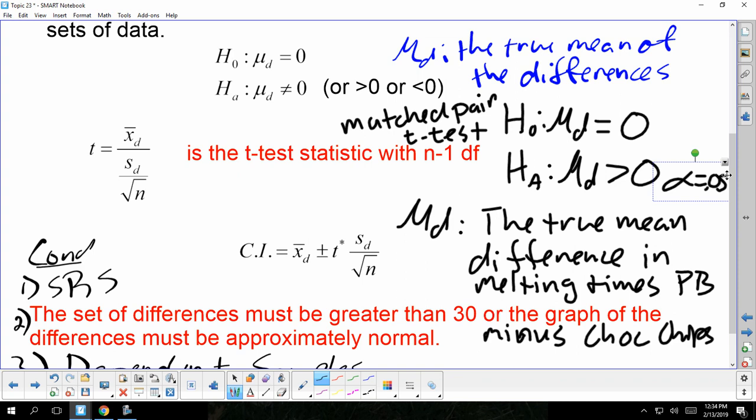Do we have a random sample or a randomized experiment? How could I have issued a randomization in here? Did I tell you specifically whether to choose chocolate or peanut butter first? Would that make a difference? Yeah. So we're going to say simple random sample? No, but randomized experiment.